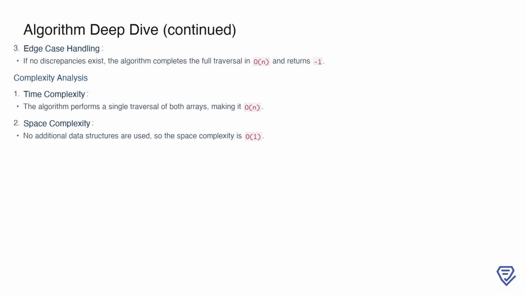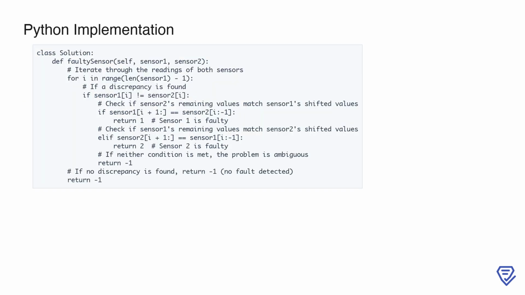This Python implementation solves LeetCode problem 1826, Faulty Sensor, which involves determining which of two sensors is faulty based on their respective readings. The function faulty_sensor takes two lists, sensor 1 and sensor 2, as input. The algorithm iterates through the readings of both sensors, comparing corresponding values. If a discrepancy is found, i.e., sensor 1[i] does not equal sensor 2[i], it checks two conditions.